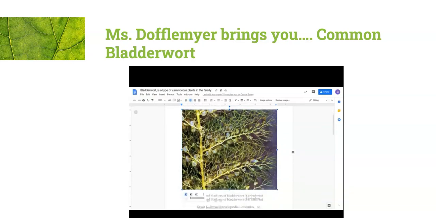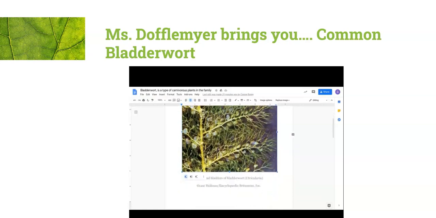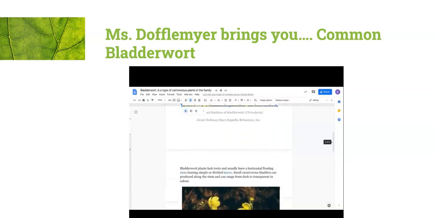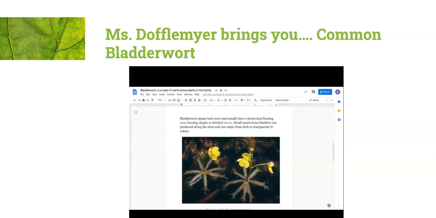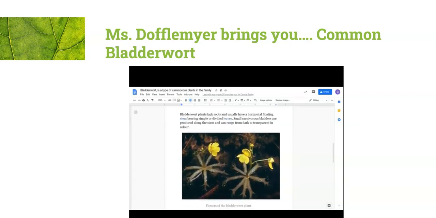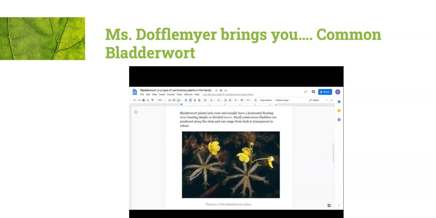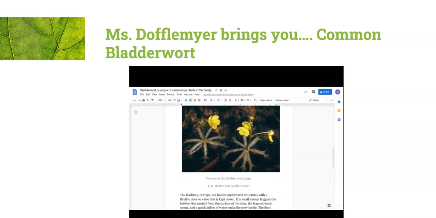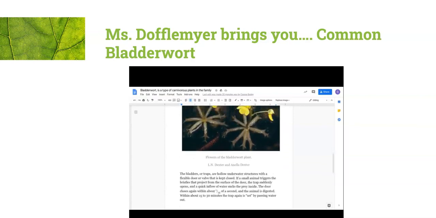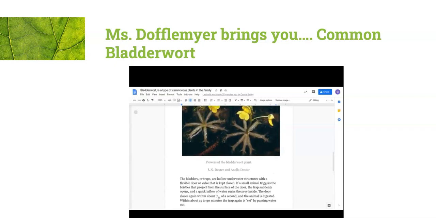So here's a picture of it. Bladderwort plants lack roots and usually have a horizontal floating stem bearing simple or divided leaves. Small carnivorous bladders are produced along the stem and can range from dark to transparent in color. So here's another picture. Very interesting.